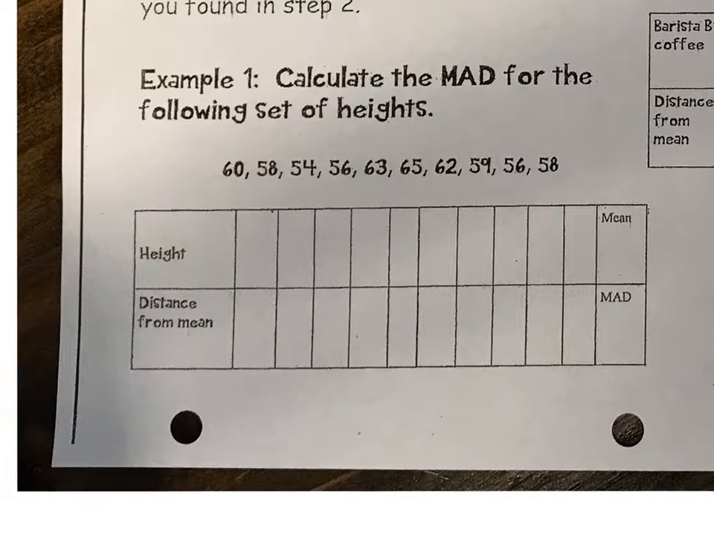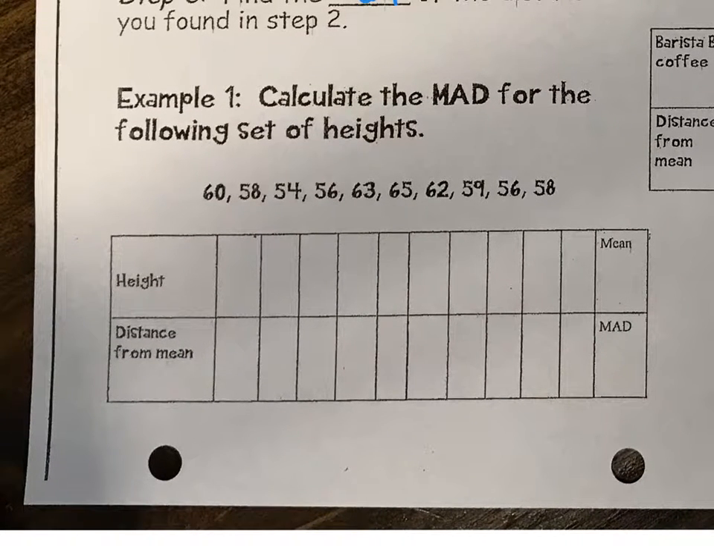Okay, so example one says calculate the MAD for the following sets of heights. I like to put them in least to greatest order. I just feel like it's a little simpler. So we're going to transfer these heights down in a row in least to greatest order.